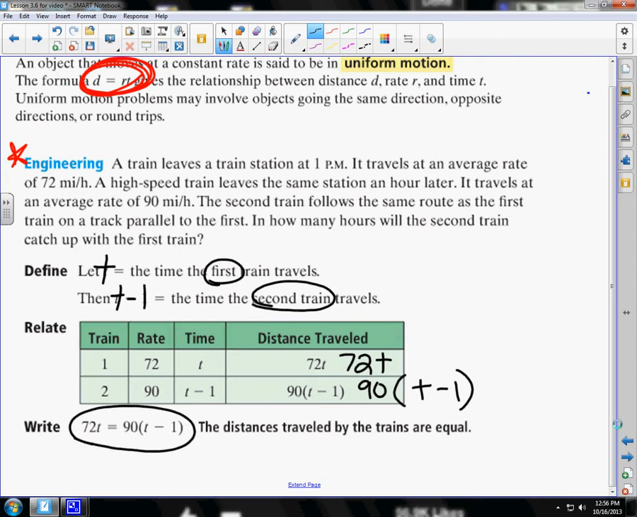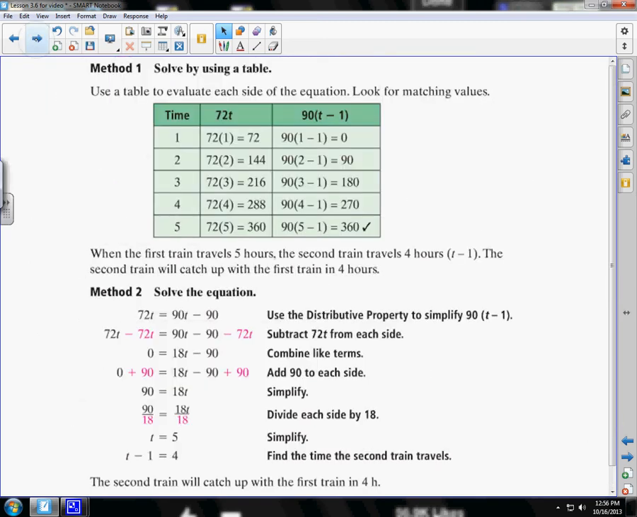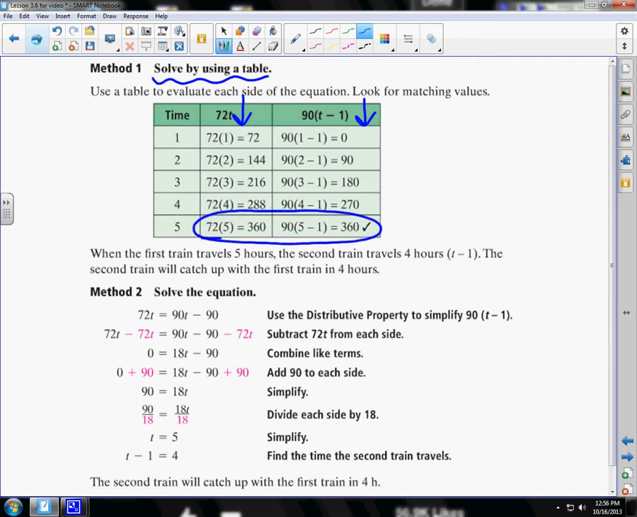You can set the two equal to each other because I want to know when they will be equal. Okay, method 1, you could solve by using a table. So I have a table for train 1 and a table for train 2. And then I notice after 5 hours that they're the exact same answer. Or I can set the two equations equal to each other, solve, and I see that 5 is my answer. The second train will catch up with the first train. The first train takes 5 hours, second train takes 4 hours. Okay, so there's two different ways to do this.